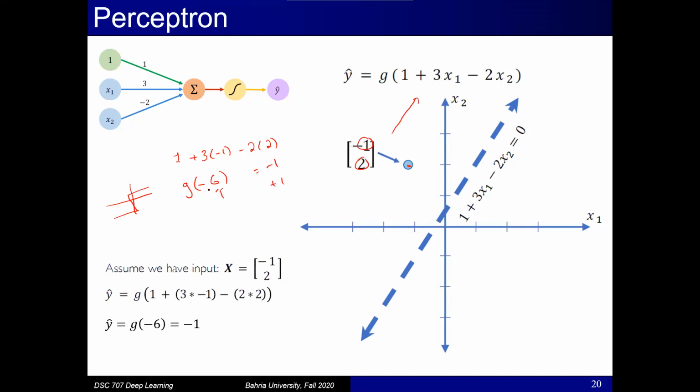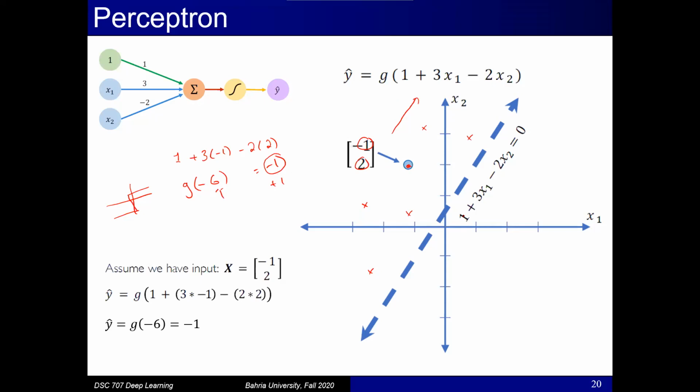So in our case, the value is negative, so the output would be -1. So it means that for this point, if I plug in here, I get -1 as an output. Now, if you take some other points, for example, a point here or here or here or anywhere, all of these points, you just pick any point, you plug in here, you will get a -1, right?